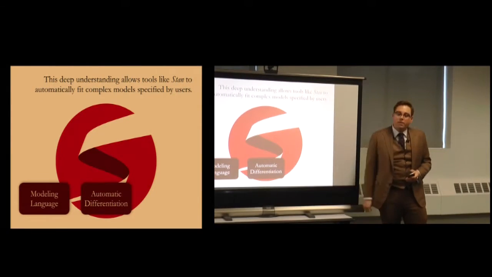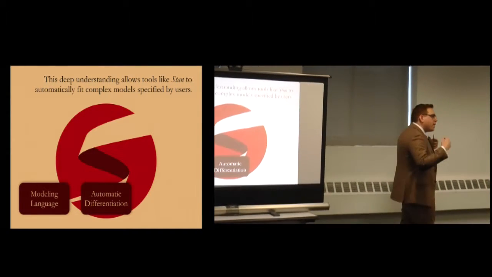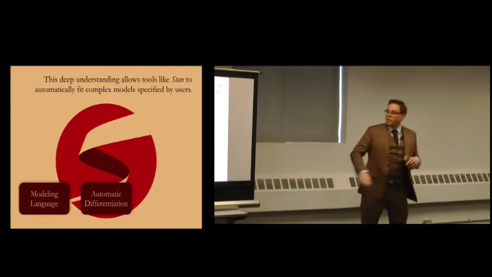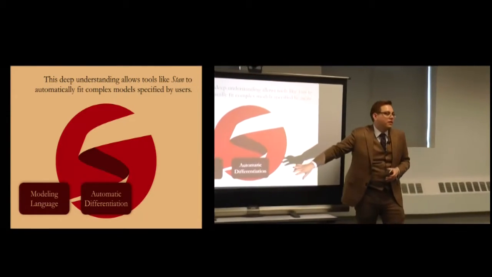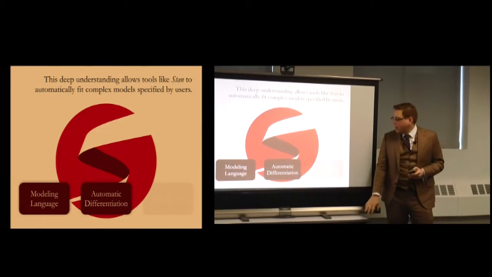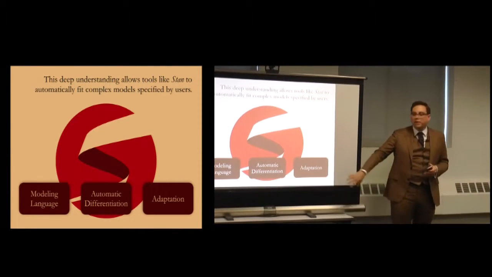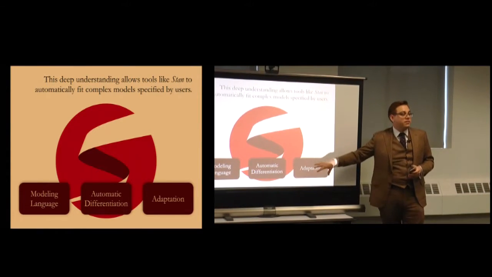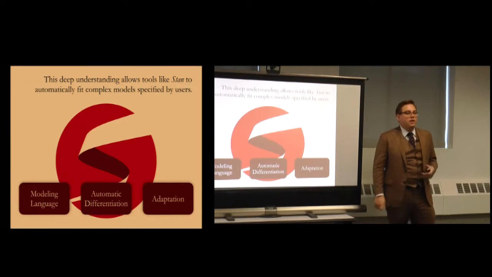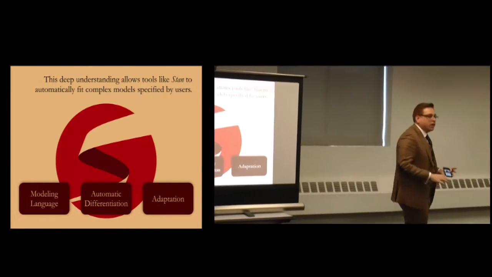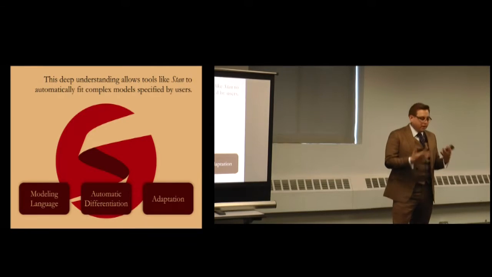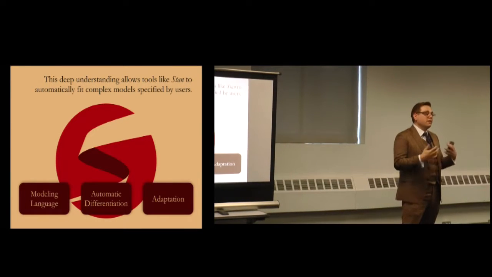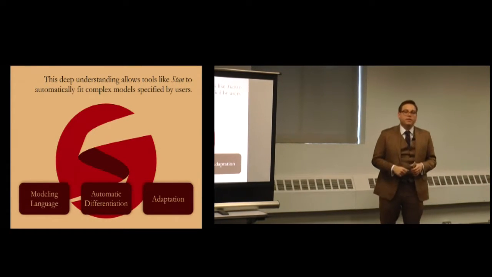Then we have tools like automatic differentiation, which allow us to automatically get those gradients. So once you've specified the model, you're done. We compute the gradients, and then we use all this mathematical understanding to build up these adaptation algorithms. So we run HMC automatically. You provide the model, we take care of everything else. And at the end, you get your estimates, and you get these diagnostics that you can then use to build confidence that those estimates are accurate.